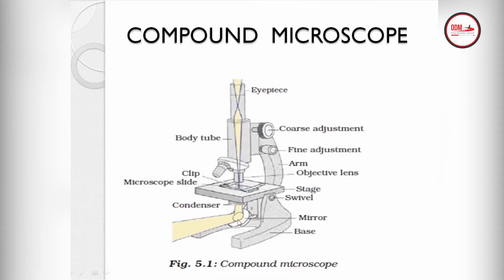So, the compound microscope is a light microscope. That means it uses the sun rays or sunlight in order to reflect onto this slide. Okay.